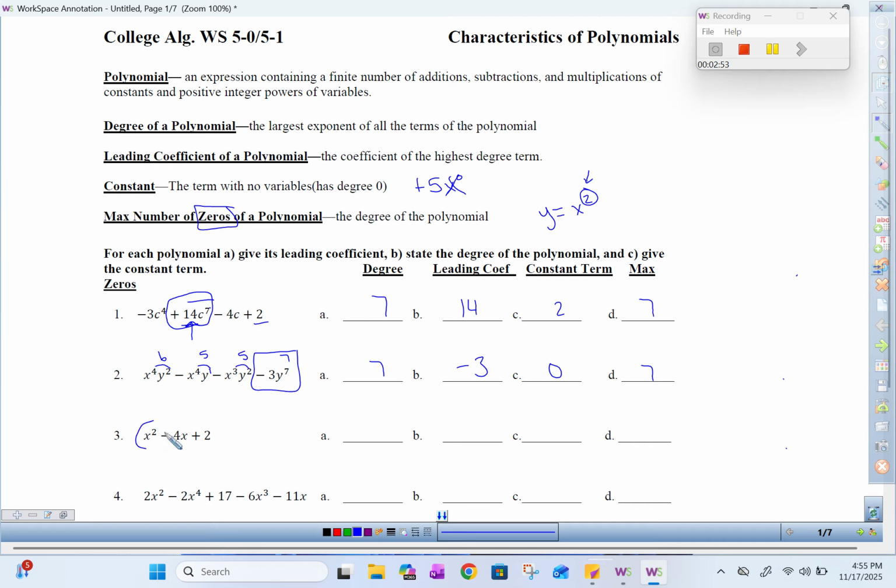We've got this number 3 here, x squared, our first term. Degree is 2, leading coefficient when you don't see it is 1. Constant term is 2 here, and the max number of zeros, just like we were talking about up here, is 2. Okay, so that last one is all on you. Pause the video, try that. Hopefully you got that your leading term was this one. So our degree is 4, leading coefficient is -2. Our constant was the 17, and then our max number of zeros was 4.